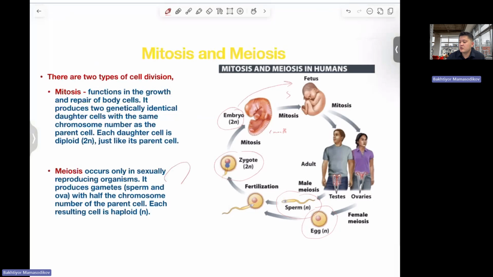Meiosis is totally different from mitosis. In meiosis, one cell divides to form four genetically different cells. Sorry, four genetically different cells. We're going to make four genetically different cells from one cell, each with half the number of chromosomes. The chromosome number becomes haploid, 23 chromosomes.